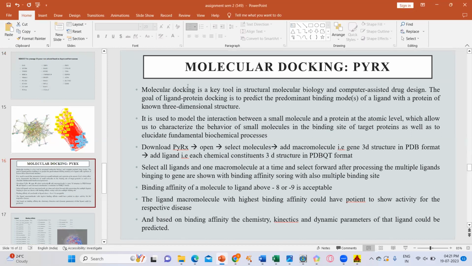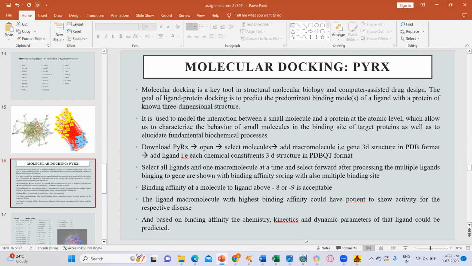To specifically define it, molecular docking is a key tool in structural molecular biology and computer-assisted drug design. The goal of ligand-protein docking is to predict the predominant binding modes of a ligand with a protein of known three-dimensional structure. It is used to model the interaction between a small molecule and a protein at the atomic level, which allows us to characterize the behavior of small molecules in the binding sites of target proteins, as well as to elucidate fundamental biochemical processes.